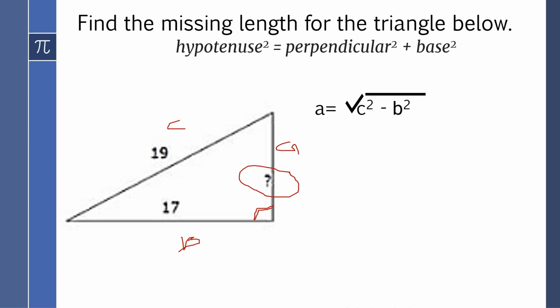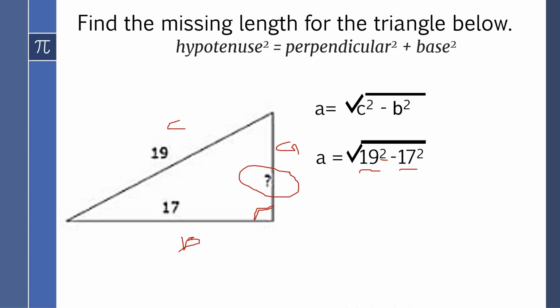And here's the equation for finding the length of side A. A equals the square root of C squared minus B squared, and the previous video showed you how we got that equation. We're just going to put the numbers in that we have. Our C is our hypotenuse, which is 19, and we're going to square that. Then we're going to subtract from it the square of our B side, which is our base, and it is 17.